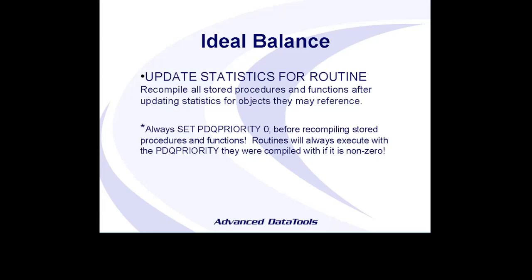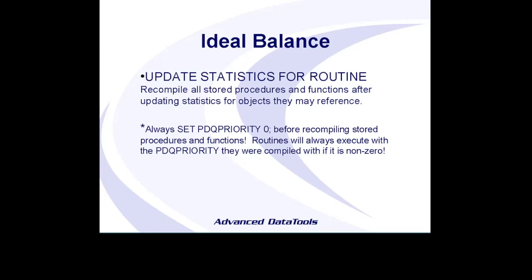The recompiles are very fast, even if your procedures are rather long, so it doesn't add much to the processing time. Okay. Be very careful that you set PDQ priority 0 before recompiling your stored procedures and functions, because any stored procedure that's compiled with a non-zero PDQ priority will run with that PDQ priority for every user. And if you have a non-trivial PDQ priority set so that your update statistics run faster, then your stored procedures are going to single thread through the engine when your users try to run them later, and that's a bad thing.